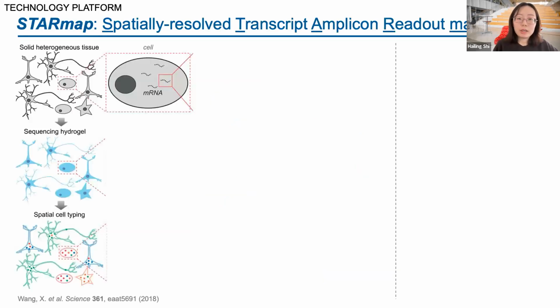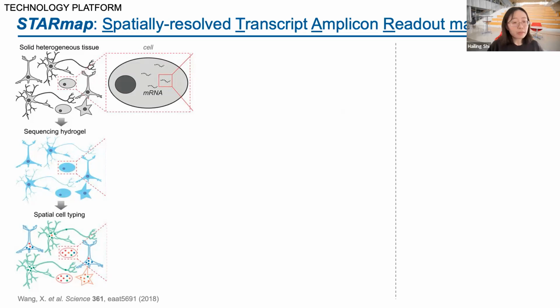So the method we use in the lab is called STARmap, Spatially Resolved Transcript Amplicon Readout Mapping. This is a method that was developed by my postdoc advisor, Dr. Xiao Wang, during her postdoc time, and we continue to develop this method and platform in our lab. So this method combines in situ hybridization, tissue hydrogel chemistry, and in situ sequencing to convert individual RNA molecules in a tissue sample into a punctate signal that can be sequenced under the microscope.